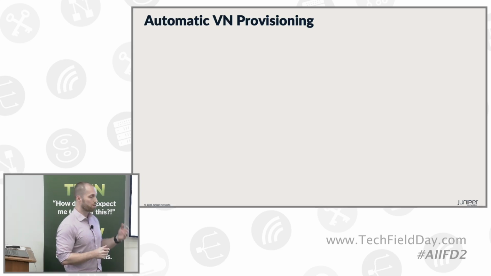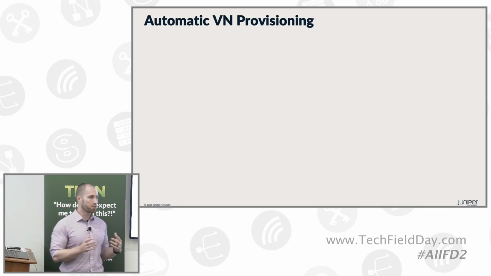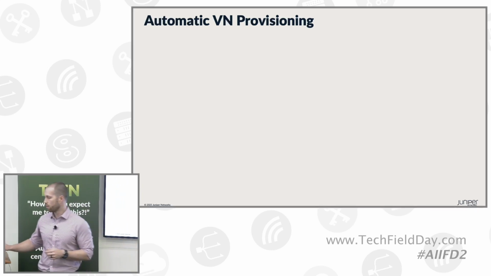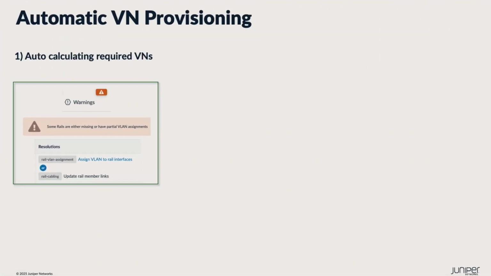So, starting with virtual network provisioning. How do I assign virtual networks across my entire network? The first thing we talked about a little bit earlier was how we catch things before we deploy. That is exactly one thing we can do here that I'm going to show you. The first step is that we've determined, before you've deployed to production, in that staging version of Apstra, that there are warnings that there are missing VLAN assignments to rails. And so we've caught that before you've actually deployed.